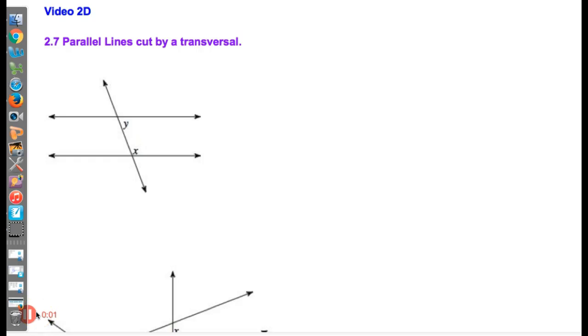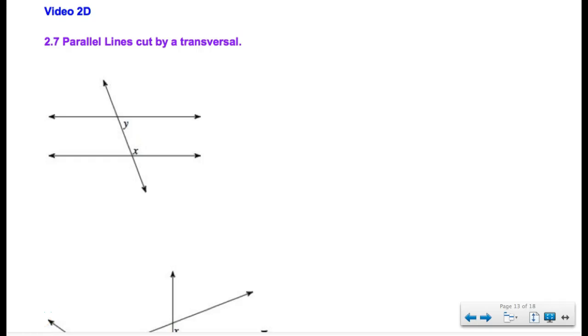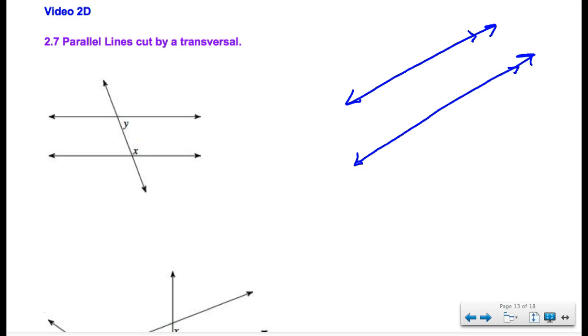Welcome to Video 2D. In this video, we're going to discuss parallel lines and the angles created when they are cut by what we call a transversal. So first of all, on the side, I want you to draw your best picture of two parallel lines. And we'll indicate that they're parallel by putting a little pair of arrows on them.